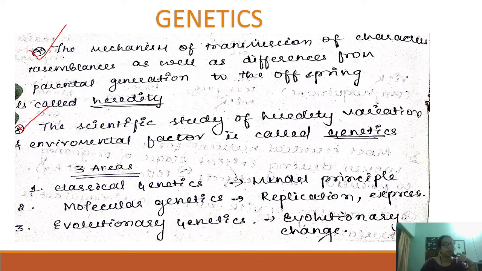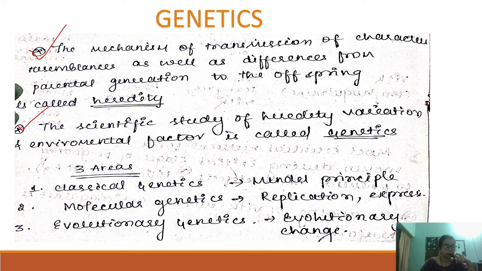Okay, next, genetics is broadly divided into 3 categories. One is known as classical genetics, second is molecular genetics, and third is evolutionary genetics. So genetics, as you see, is a very vast topic. It is not only limited to the Mendelian part. It is a broad area like molecular biology.